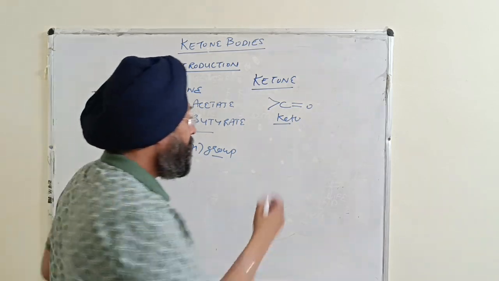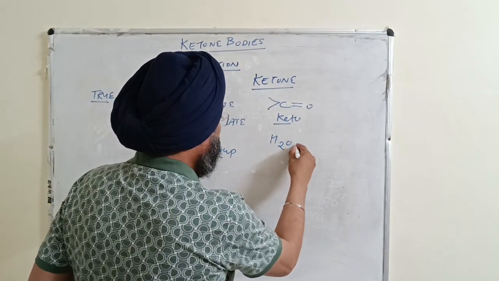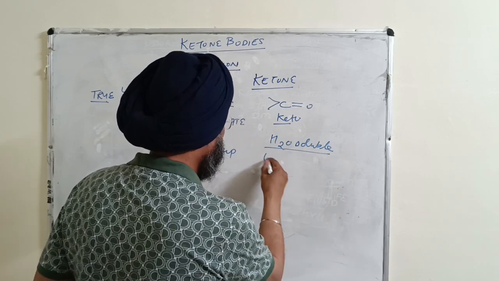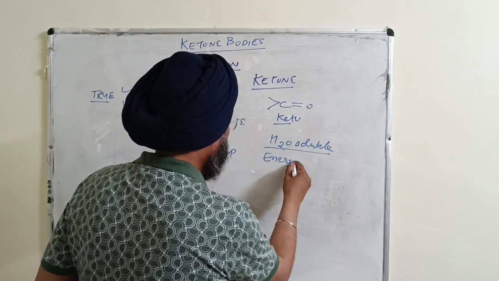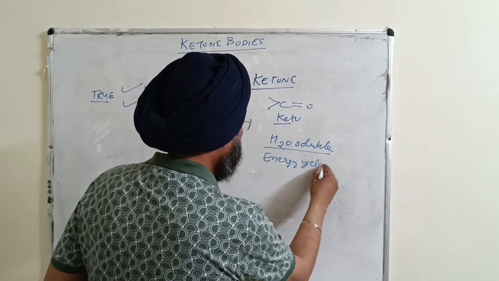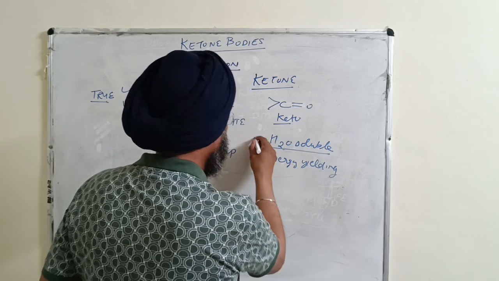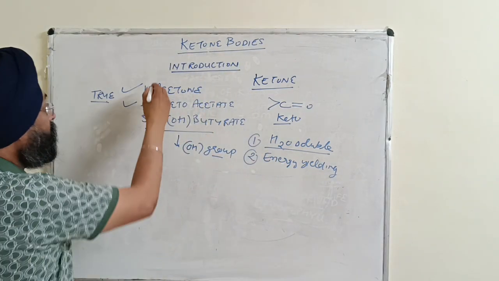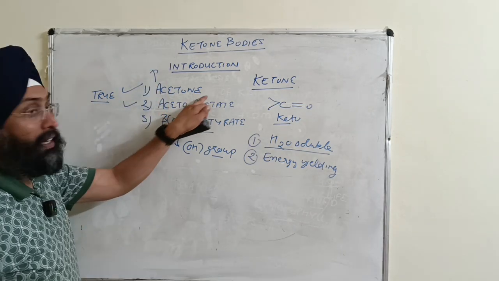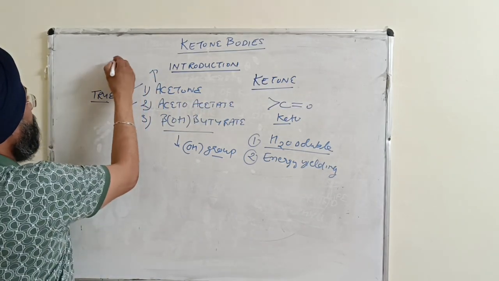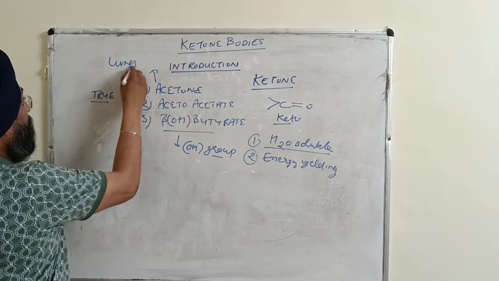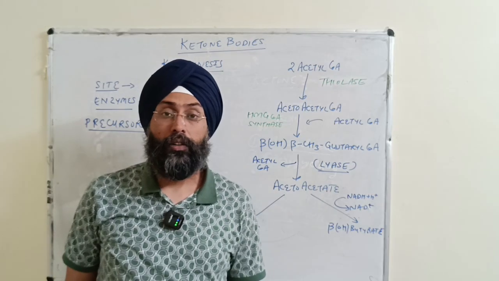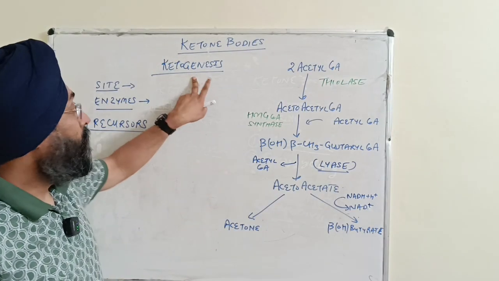The properties are that they are water soluble, and they are energy yielding, and they are easily metabolized by the body. But acetone is not metabolized, and it is excreted via lungs. Now I will start with ketogenesis.